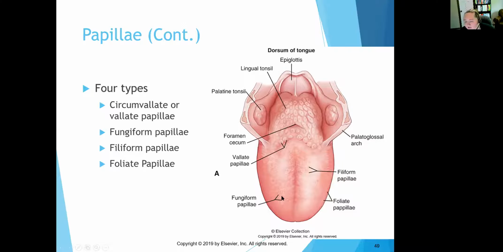You can't really see it on here, but they're a little bit bigger than the smaller filiform papilla. Our filiform are filling in all the rest of the dorsum of the tongue. Then we have our foliate, and those are on the side of the tongue, and you're going to see that as we move more posterior, it becomes more striated.